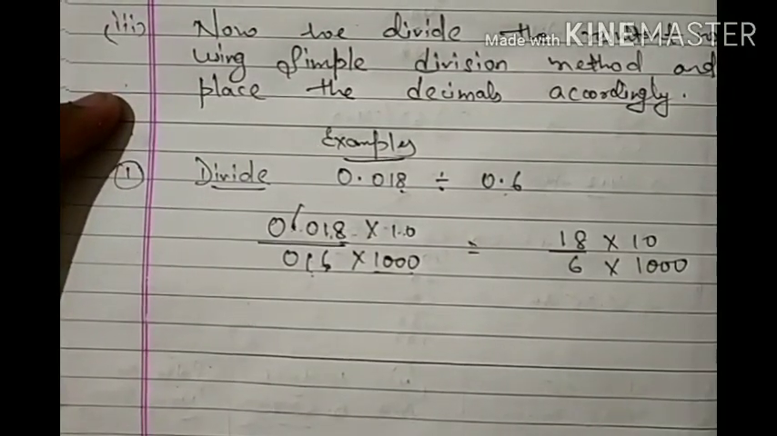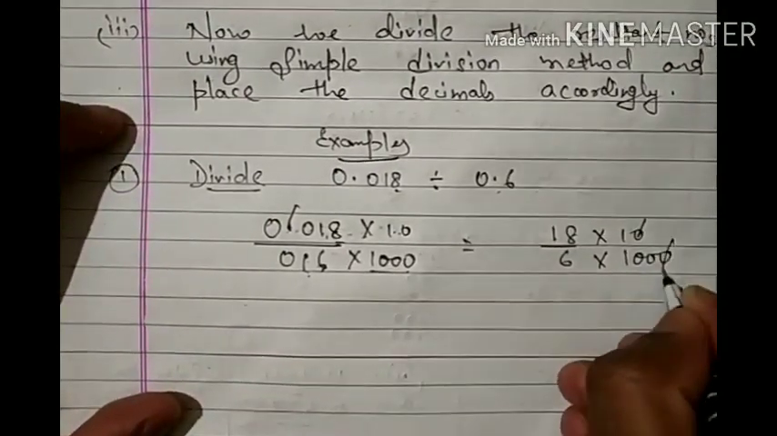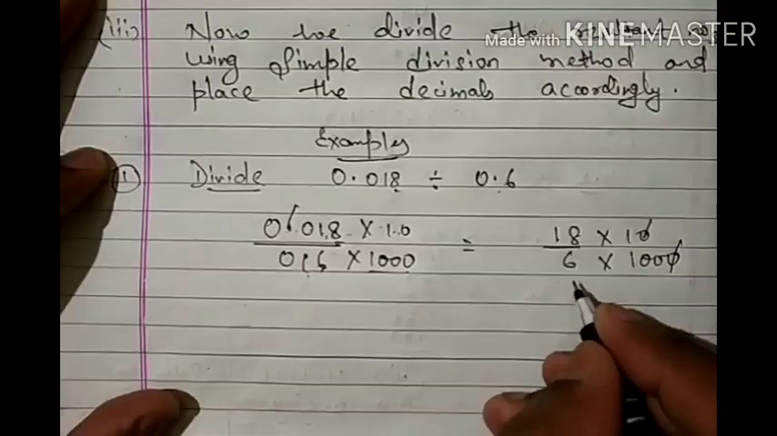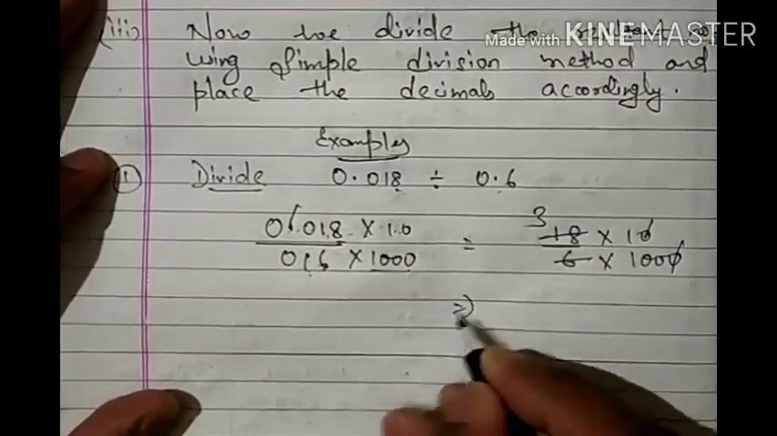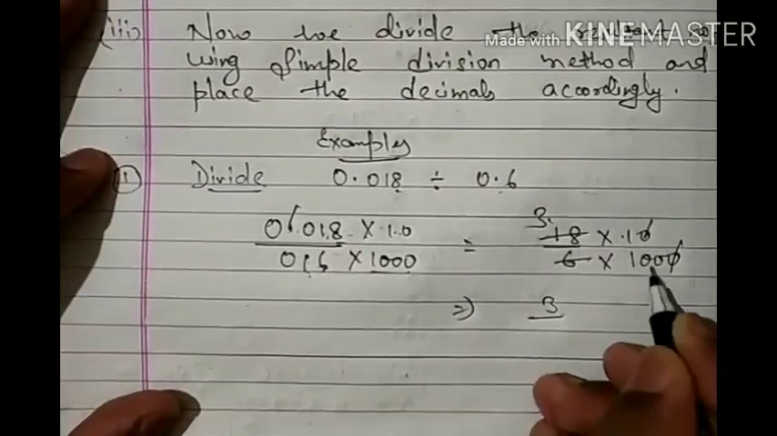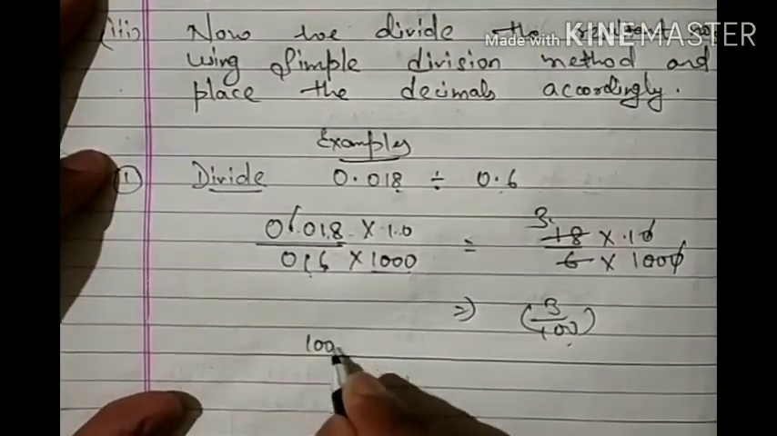Now if I ask you to solve this, can you solve this? Definitely, everyone. 10 will cancel 10. Very simple. And 6 will divide 18 how many times? 3. What do we get? 3 over 100. Now we can put the decimal, or simply we can divide 3 by 100.